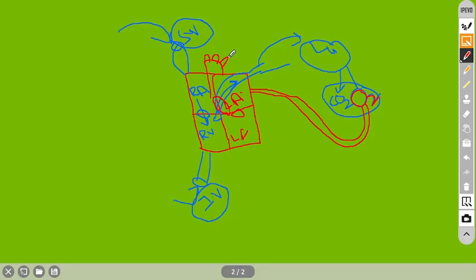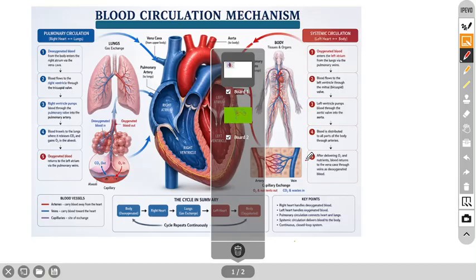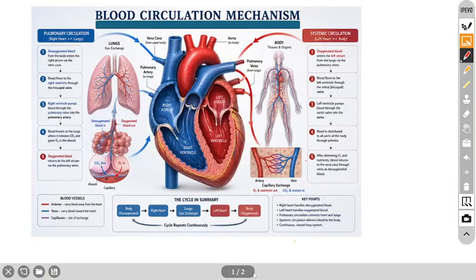Okay, I hope you all understand this. Now I move to the next, and this is the first slide of my presentation. Now I will give you the whole concept of blood, so try to understand.